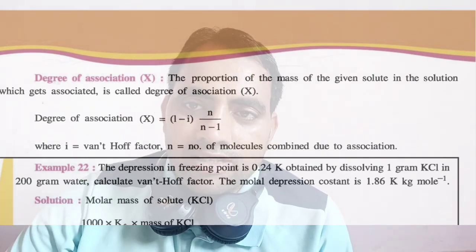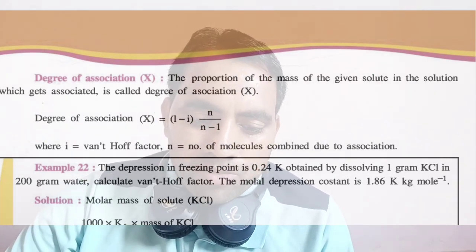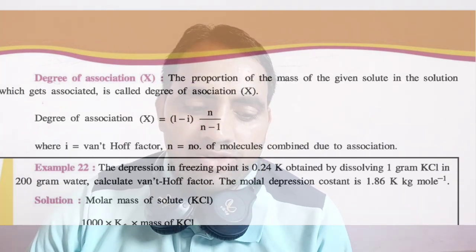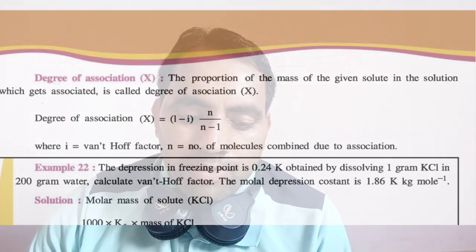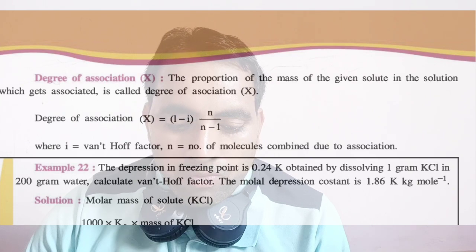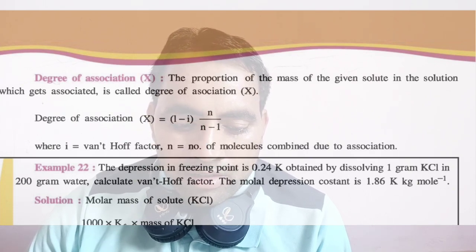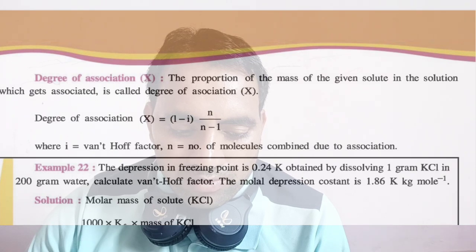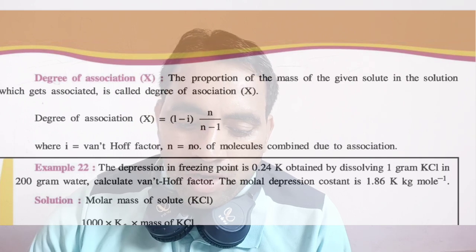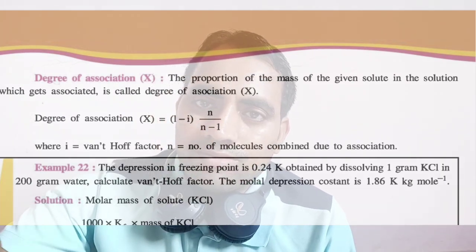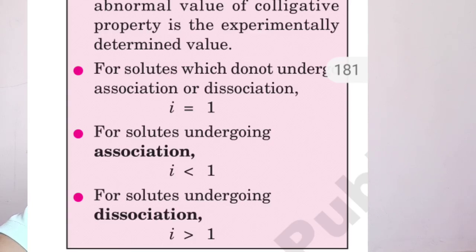Degree of association x. The proportion of the given solute in the solution which gets associated is called the degree of association. It's represented by x. Degree of association x equals (1 minus i) into n upon (n minus 1), where i equals Van 't Hoff factor and n equals the number of molecules combined due to association. Van 't Hoff factor is very important. We can calculate the amount of association and dissociation by the Van 't Hoff factor.